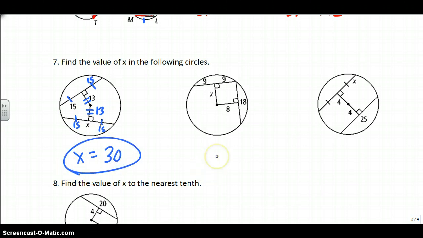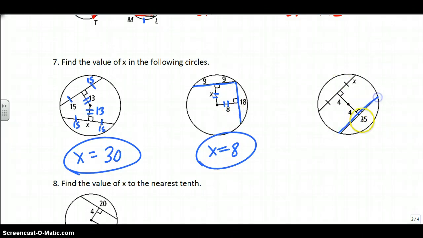Okay. Same principle here. If these two chords are congruent, then that means they are the same distance away from the center. So that means x equals 8. Again, not a lot of complex calculating. These are like questions that take literally 5 seconds to answer. Like this one. This whole chord is 25. I notice they're the same distance away from the center. So that means, oh, maybe I should mark that with 2. That means that this whole chord has to be 25 as well.